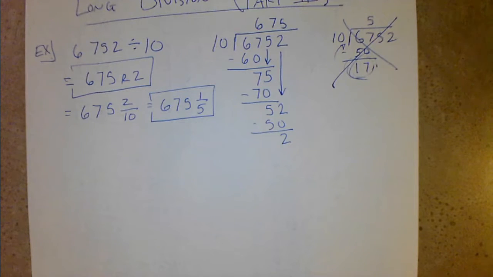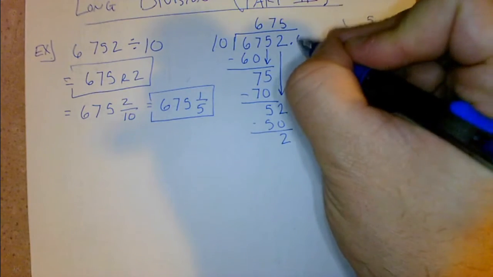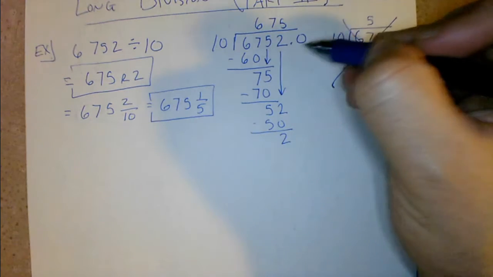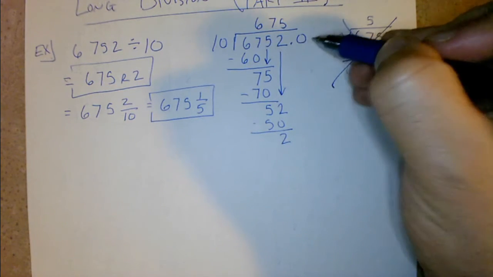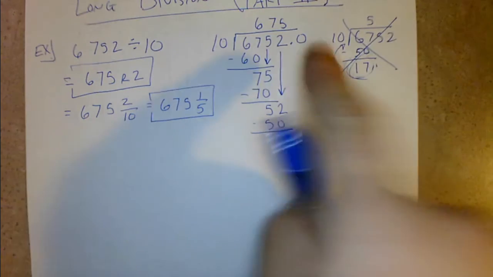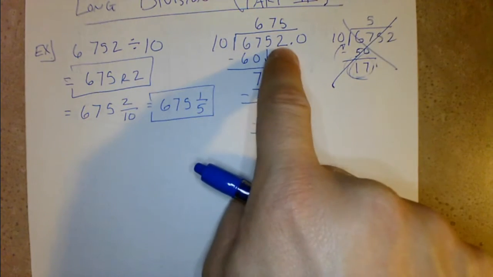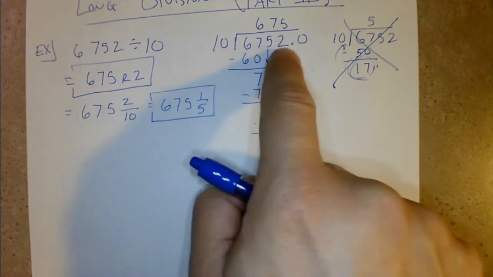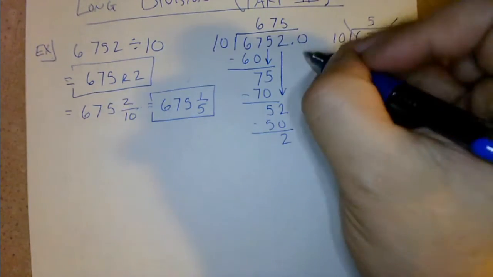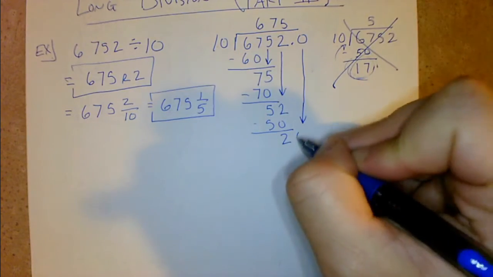Or maybe we are required to write this as a decimal. And so I put an extra digit behind there, a decimal point, because 6,752 is the exact same thing as 6,752.0. And I'm doing this because I just need another digit to drop down.